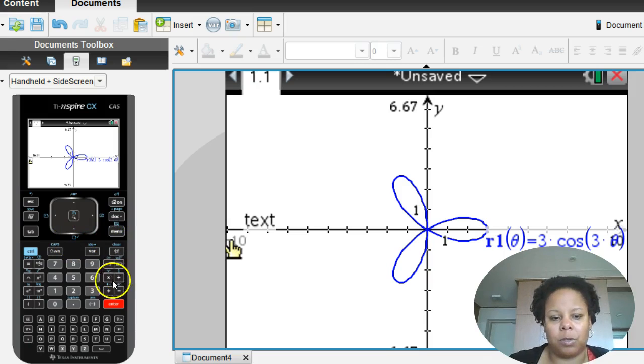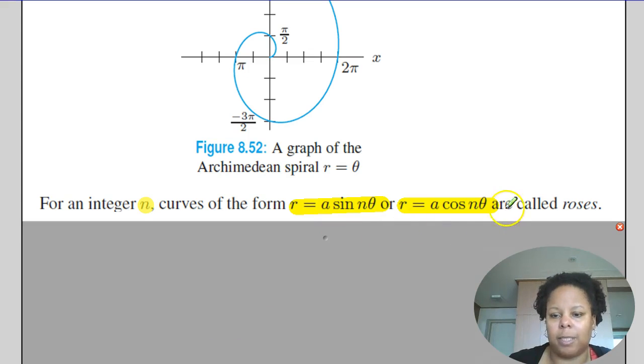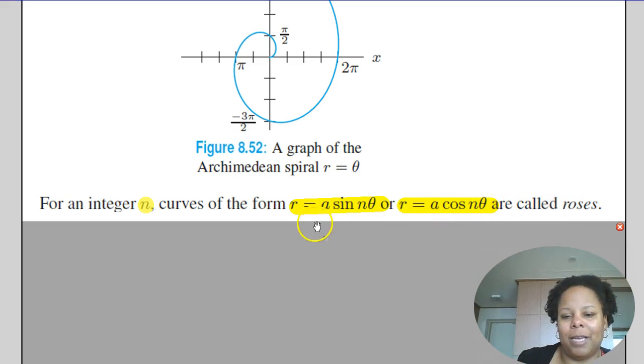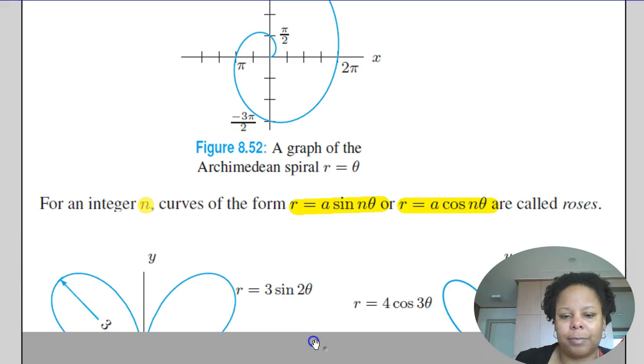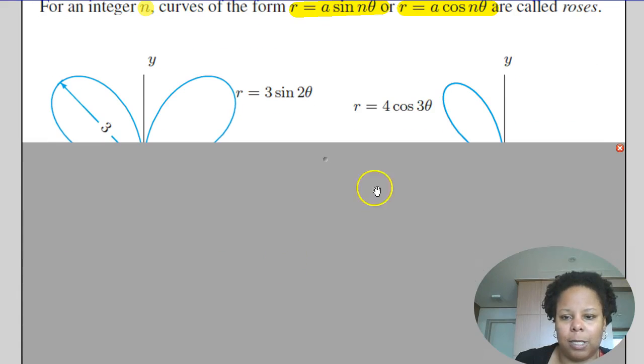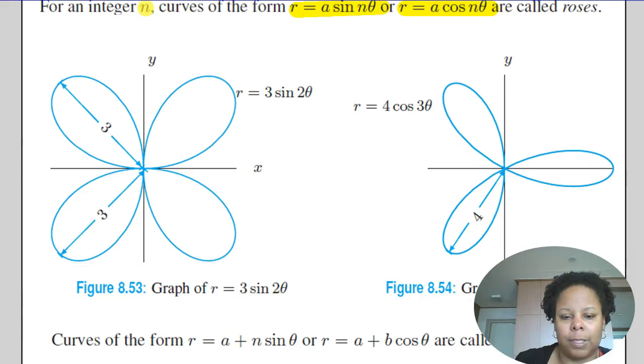Okay, so the thing you should be able to do is recognize that these are roses of this form, okay? And here's an example of some.